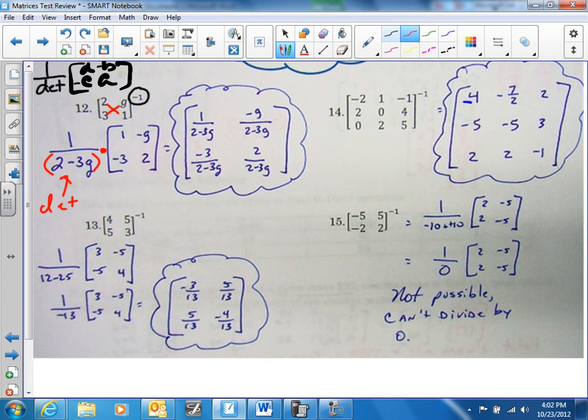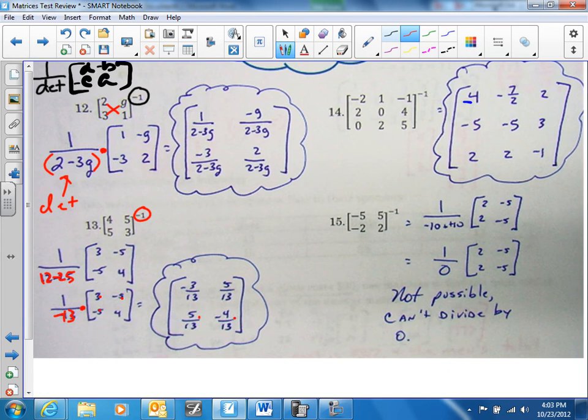All right. Number 13. You're finding the inverse. Again, 12 minus 25 is your determinant. So it's 1 over negative 13. You have to multiply this whole thing by each one of these numbers here. And you get negative 13 over negative 3 over 13, 5 over 13, 5 over 13, and negative 4 over 13.